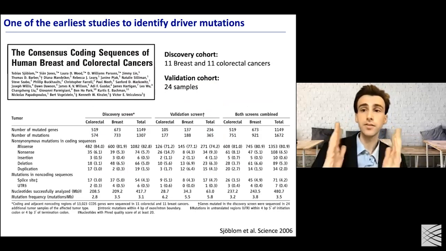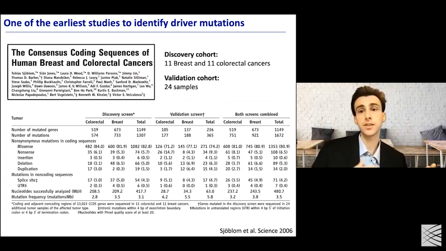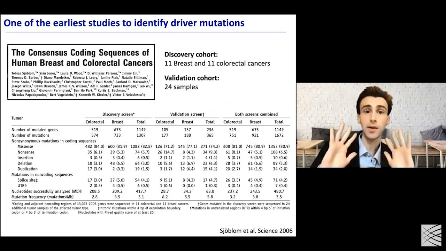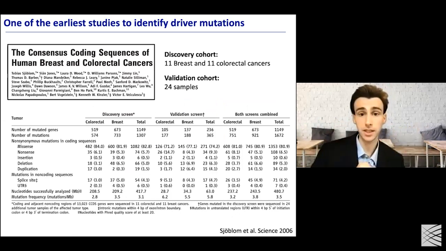So they had a relatively limited cohort, from today's point of view. Only 11 breast cancers, 11 colorectal cancers, and a validation cohort of 24 samples. But at that time, that was a lot for whole exome sequencing data. And they basically tried to come up with an atlas of driver mutations back then.